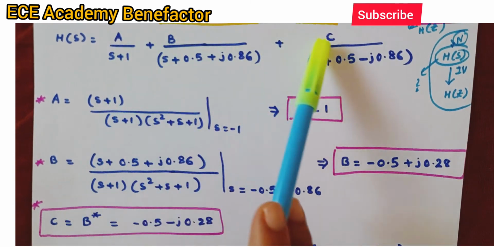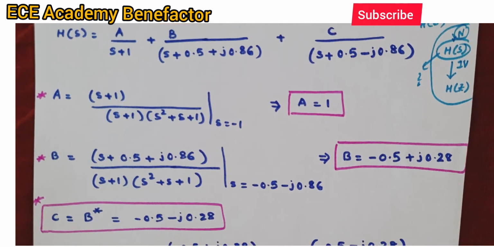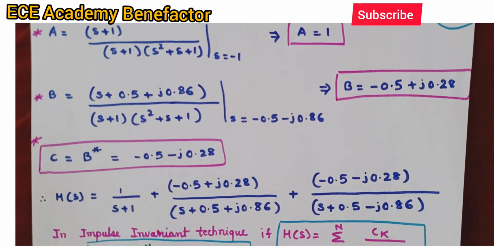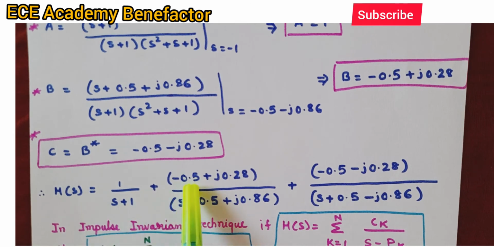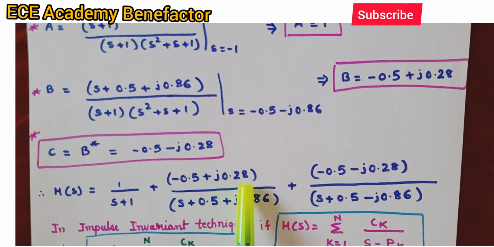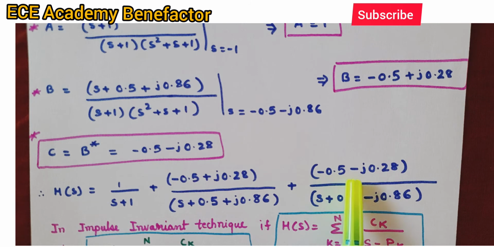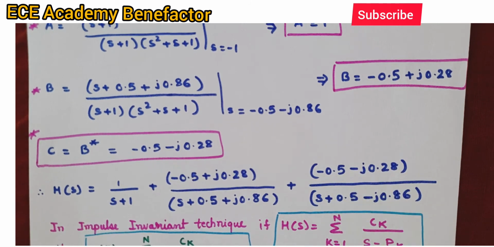Substitute a, b, c values here, and then we will get the equation of this type. H of s is equal to, a value is 1 by s plus 1, b value is minus 0.5 plus j 0.28 by s plus 0.5 plus j 0.86, plus c is equal to 0.5 minus j 0.28 by s plus 0.5 minus j 0.86.